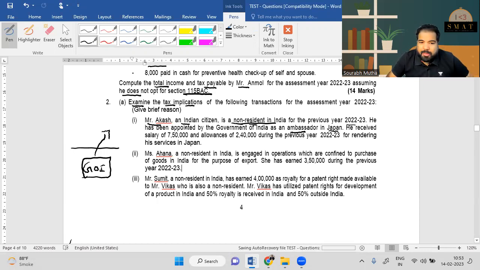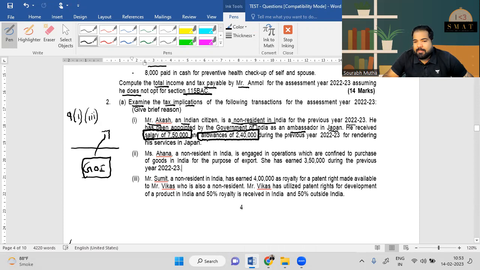But if you remember the section on income deemed to accrue or arise in India, section 9(1), and if you remember 9(1)(iii), his salary, we tax our people, so his salary will be taxed in India. But of course, the allowances are exempt under section 10(7). So you'll have to quote that as per section 9(1)(iii), the salary will be taxable in India, deemed to accrue or arise in India, hence taxed in India. But the allowances will be exempt under section 10(7).